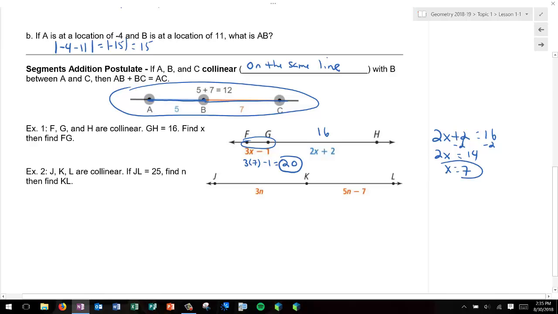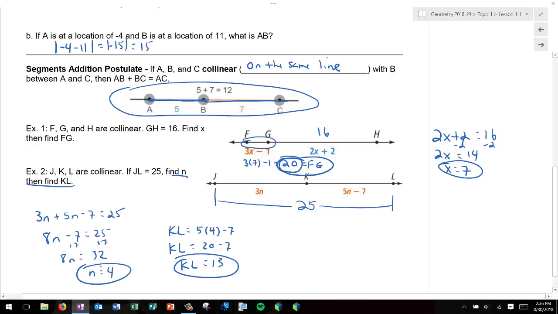Okay, so we had x equals 7, and then we had FG equaled 20. Go ahead and try example 2. They've given you that JL, this whole length here, is 25. See if you can find both N and KL. Type those answers into your video, and then when you come back, the answers will be up on the screen for you. Okay, coming back in, you'll see that I found that N equaled 4 and that KL equaled 13.